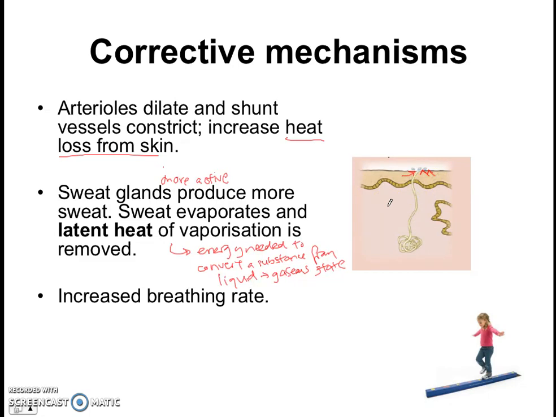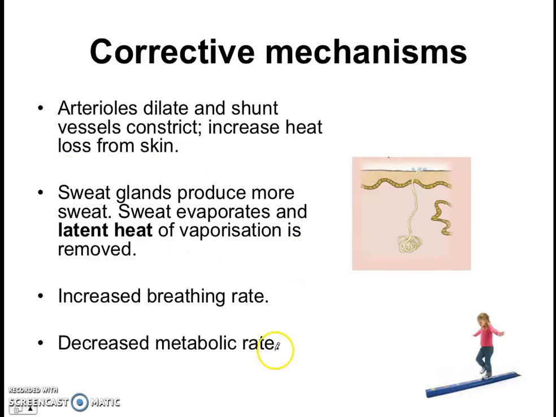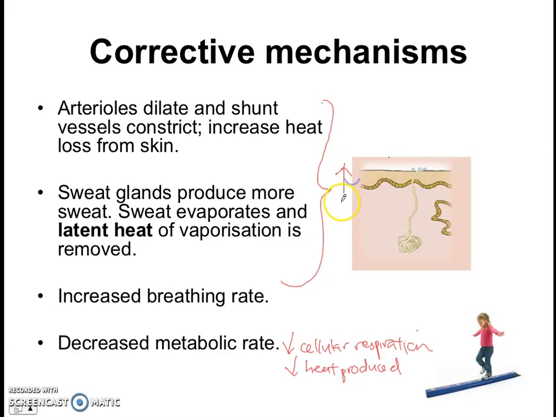Finally, you can also breathe faster, so you remove more of the warm air through your exhaled air. Finally, your body will also decrease its metabolic rate, so decrease cellular respiration, and hence decrease the heat produced. Produce less heat. So you can see basically what your body is doing is it is increasing heat loss and decreasing heat production. And this on the whole will lead your body's temperature to decrease back to the set point.